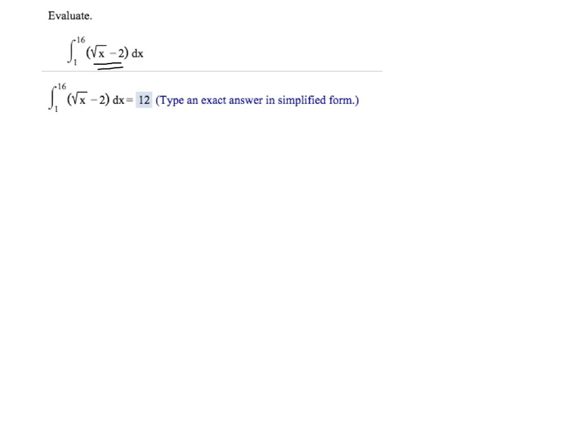And we know that before we can do that, we want to rewrite it so that it looks like numbers times powers of x. So let's just take a second to rewrite this as the integral from 1 to 16. Instead of the square root of x, we'll write x to the 1/2 power, and of course minus 2 is fine. So that's the same problem, that's just a rewrite.